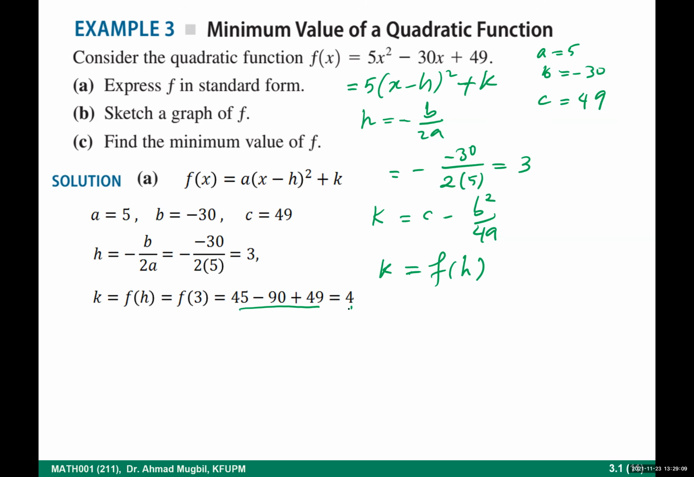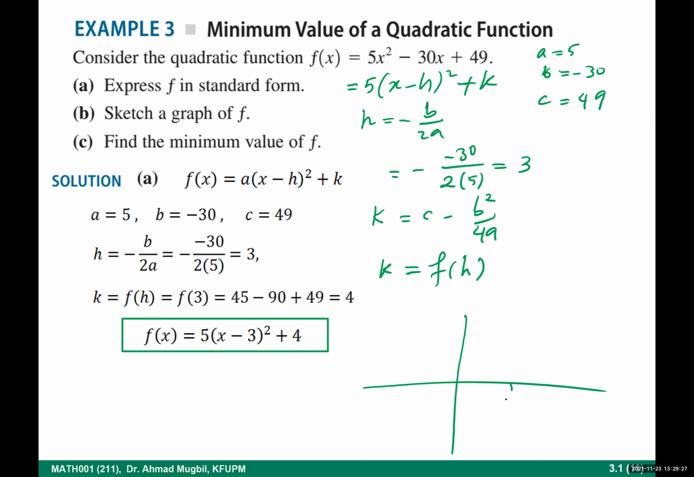You have h, you have k, you have now everything. You know that it opens up or down? It opens up, and the vertex is 3 and 4. What can you conclude from this, if the vertex is 3 and 4, and it opens up, what is the maximum? What is the y-intercept, by the way? 49.